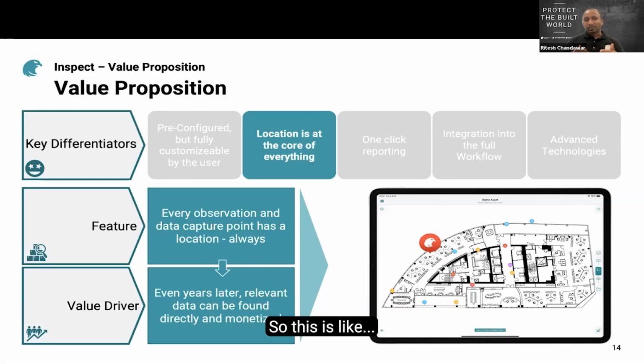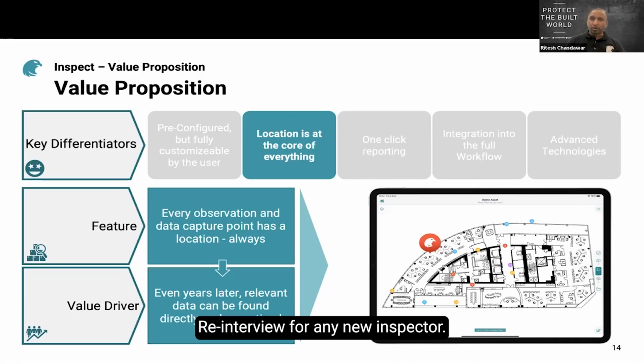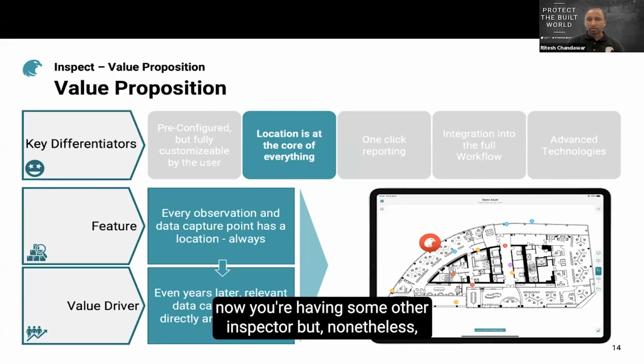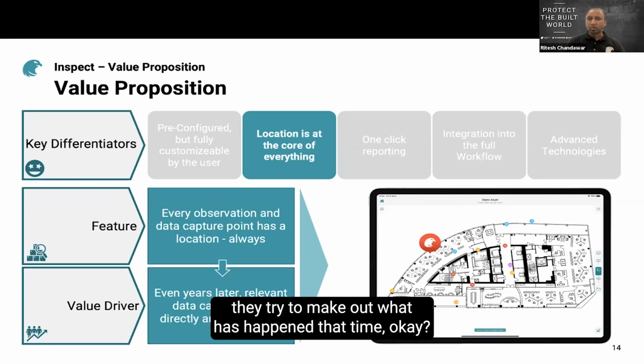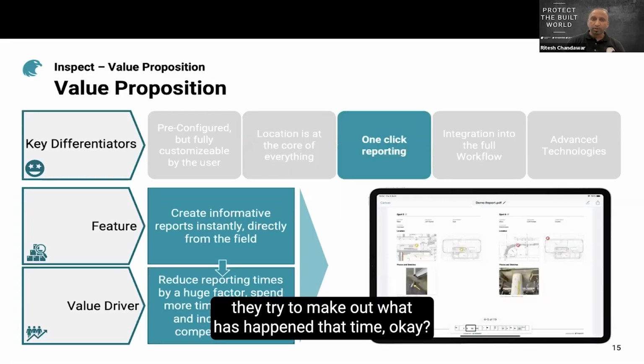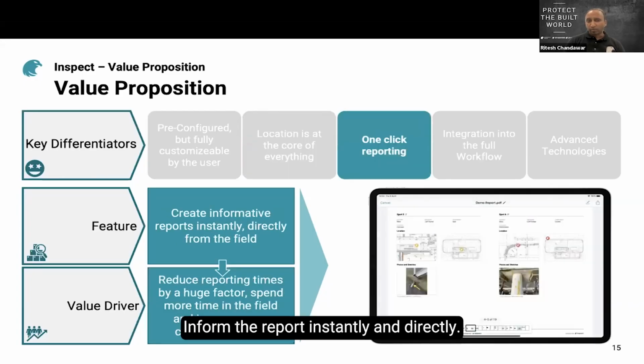So this is very intuitive for any new inspector. Five years back, you had some other inspector, now you have another inspector, but nonetheless, once they go into the app, they tap on it, they see all the information, and they can make out what happened at that time. Okay. One-click reporting: create an informative report instantly and directly from the field.